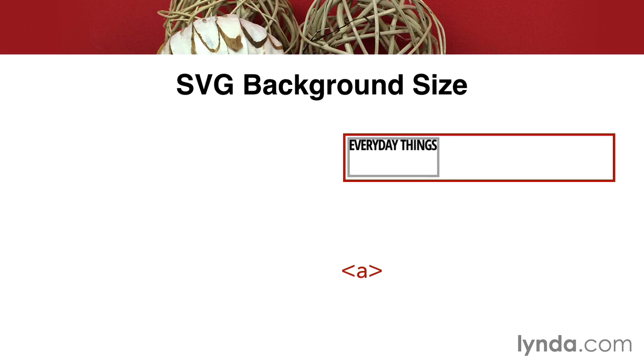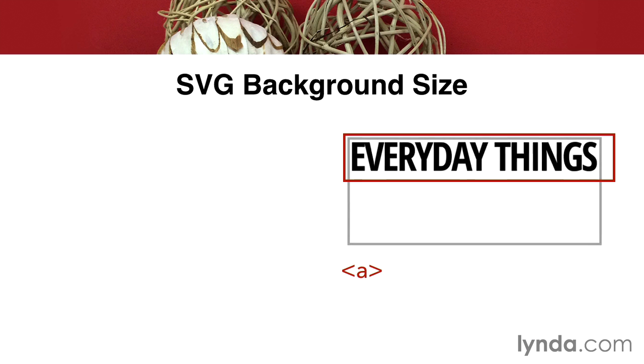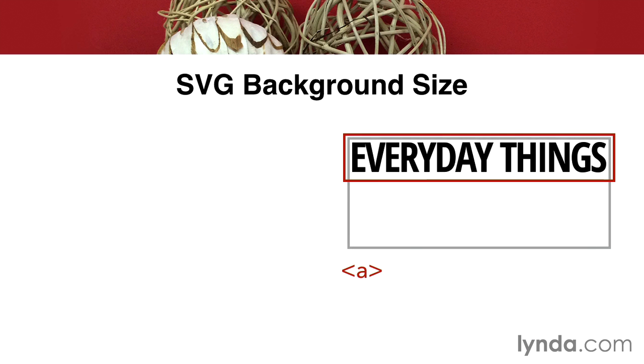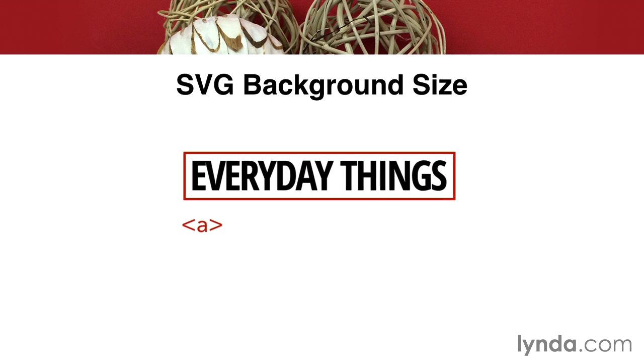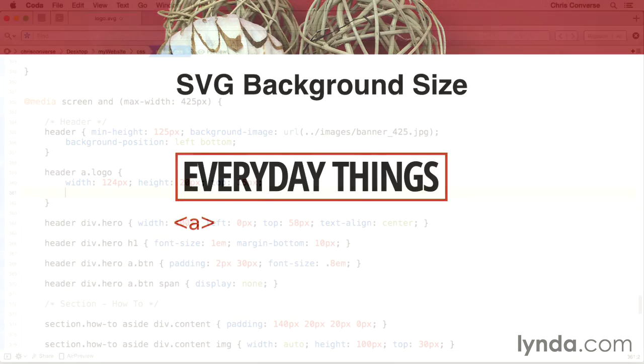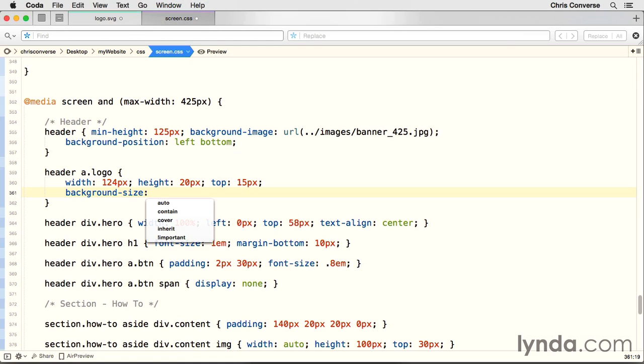So what we're going to do here is reassign the background size from contain to an absolute number value so we can clip or crop the extra graphic from the SVG with the anchor tag. And this will give us our desired sizing for the small version of the logo. So back in our CSS file, we'll set background size. For the width, we're going to set this to 124 pixels. And then for the height, we're going to set this to 51 pixels.